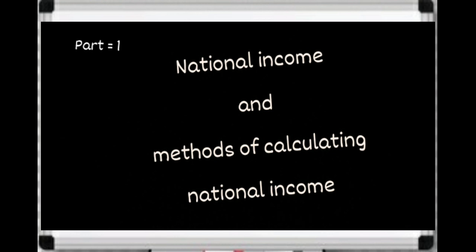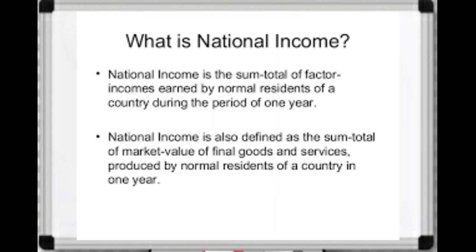I am here to explain national income and the methods of calculating national income in economics. So first, let us learn what national income is. It is the sum total of factor incomes earned by normal residents of a country during the period of an accounting year. This definition conveys two important points. First, national income includes factor incomes, and second, national income includes incomes of only the normal residents of a country.